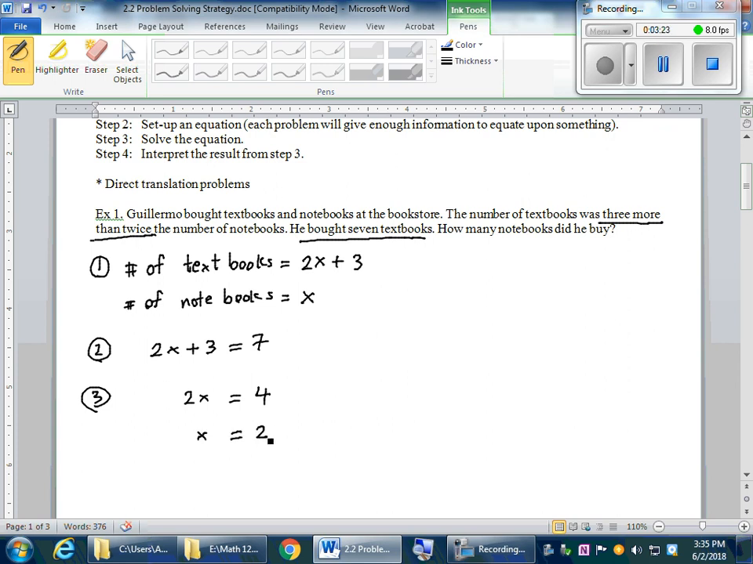So finally, I need to interpret my solution, because what you solve for may not be what the question is asking. So in this case, the question is asking how many notebooks did he buy? So the notebooks is represented by the variable x. So now I can tell that he bought 2 notebooks.